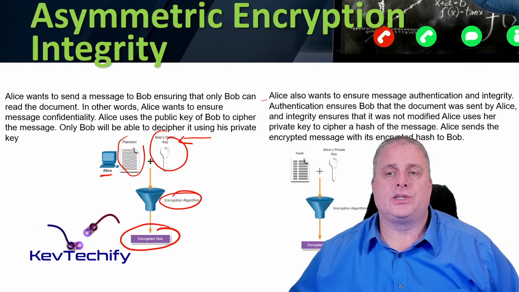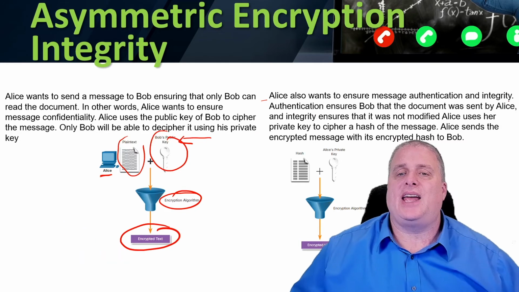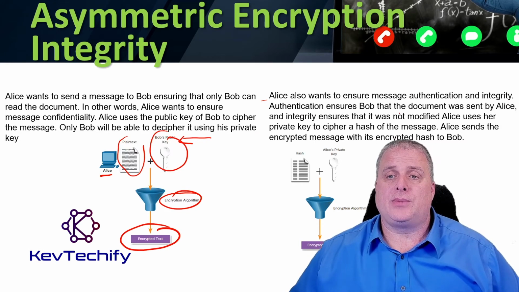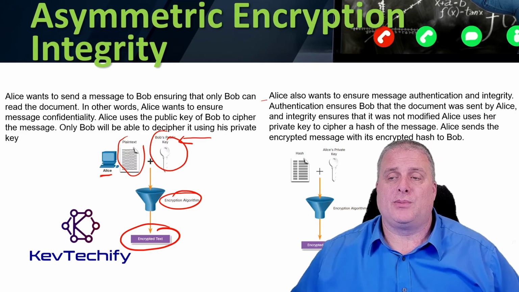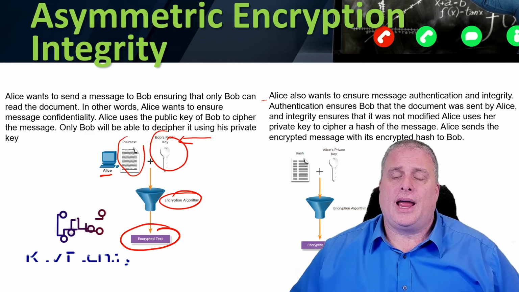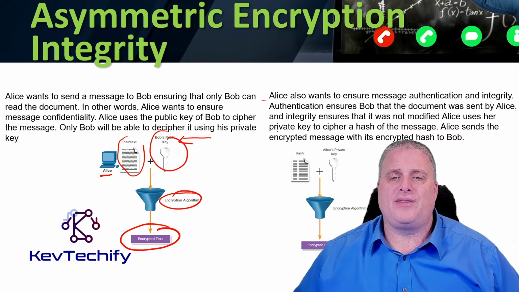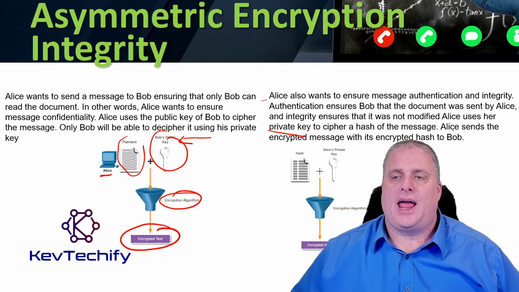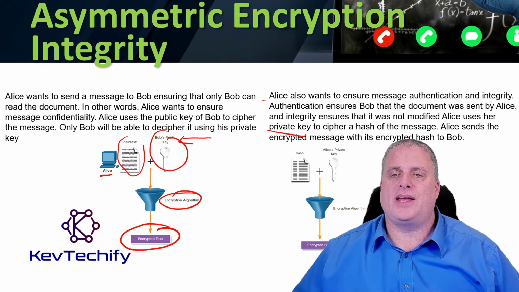Alice also wants to ensure message authentication and integrity. So what we do here is authentication ensures Bob that the document was sent by Alice, and integrity ensures that it was not modified. And what happens here is Alice uses her private key to cipher a hash of the message. Alice then sends the encrypted message with its encrypted hash to Bob.